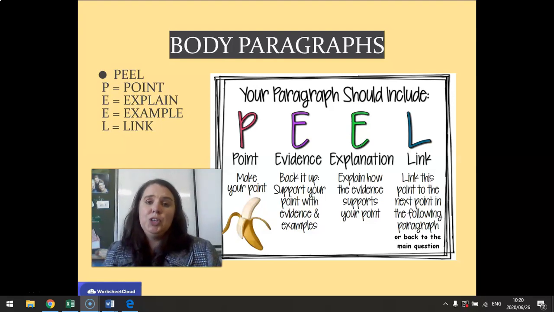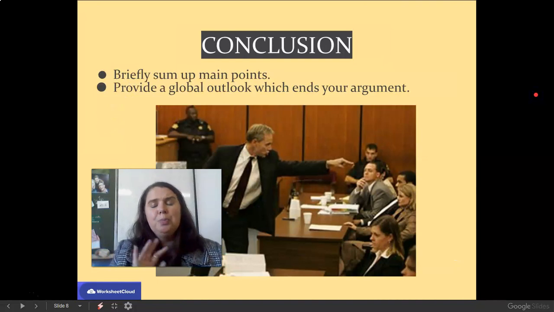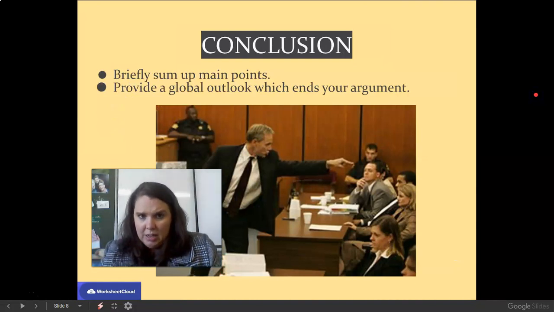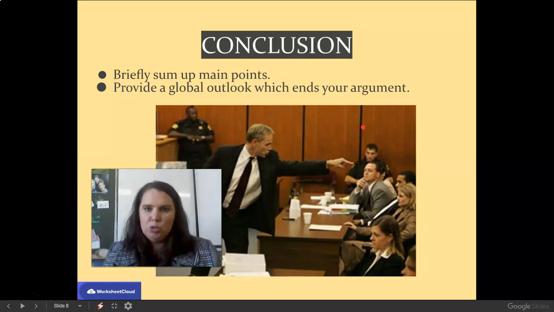All right, then we all know you have to conclude your essay. When you conclude, briefly sum up your main points again, but then provide some type of global outlook which ends your argument. So it's almost like that final point that you are bringing across to show that you are right. This is the argument. No one can go against you.